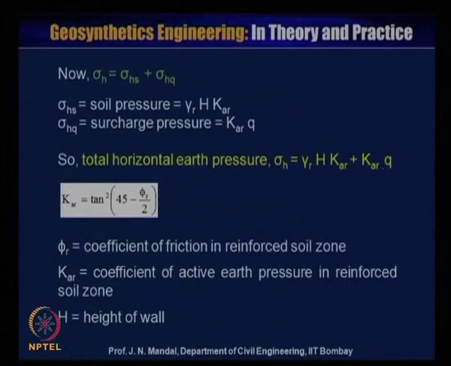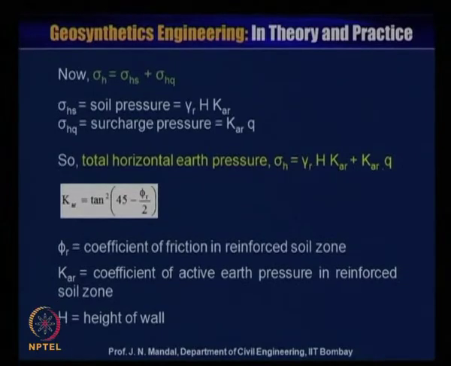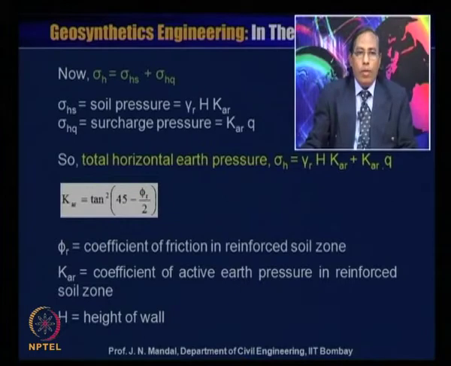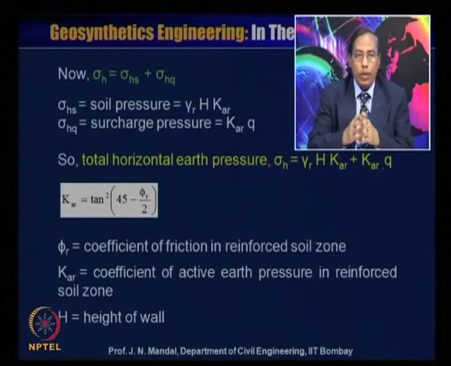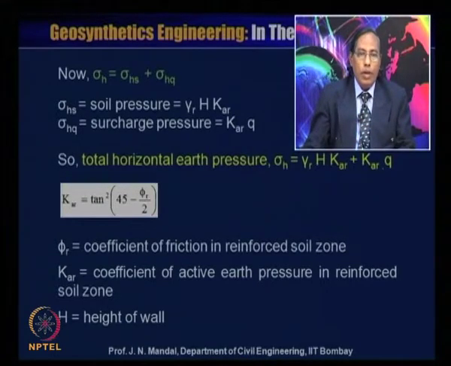Now, sigma H is equal to sigma Hs plus sigma H Q. Sigma Hs is equal to soil pressure, that is gamma H into Kr. Sigma H Q is equal to surcharge pressure, that is Kr into Q. So, total horizontal earth pressure sigma H is equal to gamma H into Kr plus Kr into Q, where Kr is equal to tan square 45 degree minus phi r by 2, where phi r is equal to angle of friction in the reinforced soil zone, Kr is equal to coefficient of active earth pressure in the reinforced soil zone, and H is equal to height of the wall.